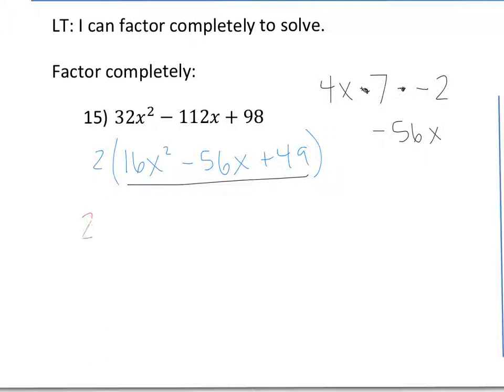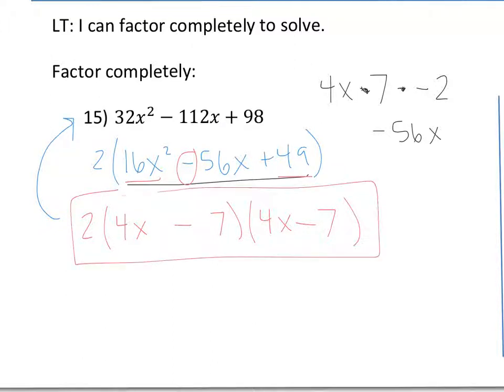Again, that's quicker to factor than having to use the snowflake method, but the snowflake method would work in this case as well. The square root of my first term, 16x squared, is 4x. The square root of my last term, 49, is 7 and 7. And because my middle term here is negative, both factors have to be negative. I could multiply 4x minus 7 times 4x minus 7, and then times 2, and get what I started with, and I will, so I am correct.